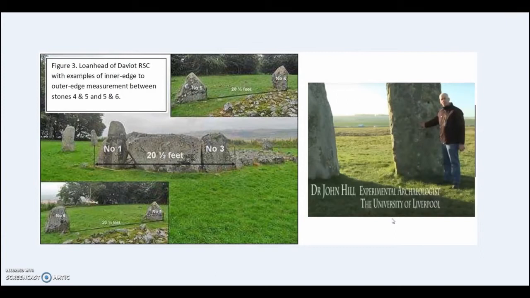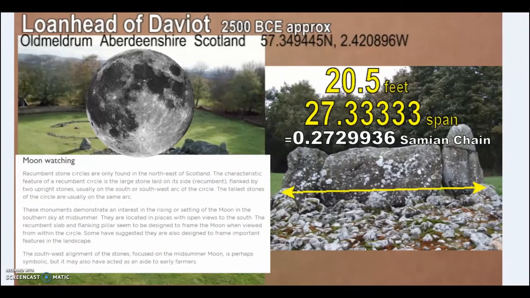It's shamefully few views and shamefully few subscribers, and he does some really excellent work, actual experimental archaeology, measuring, testing, traveling across, and very important because not only does the altar, let's call it, have this 20.5 feet, but we also find it in the stones surrounding the circle. So between number 4 and 5 and between number 5 and 6, we see it emerging again. It seems to be a standard unit of measure amongst these.